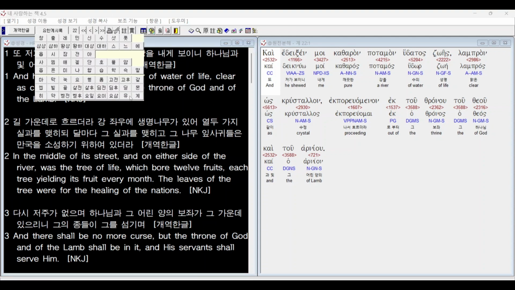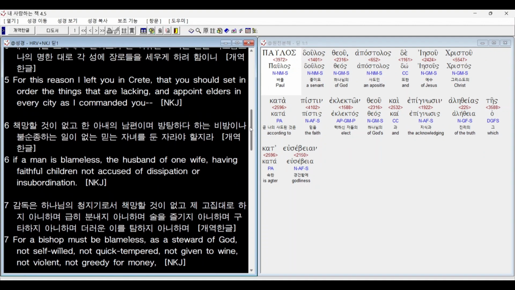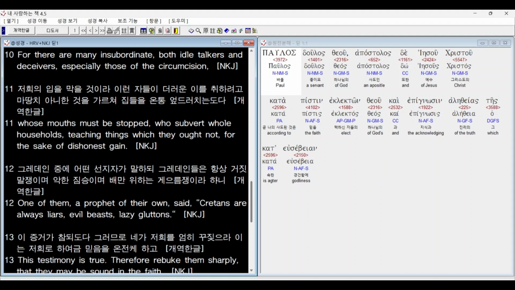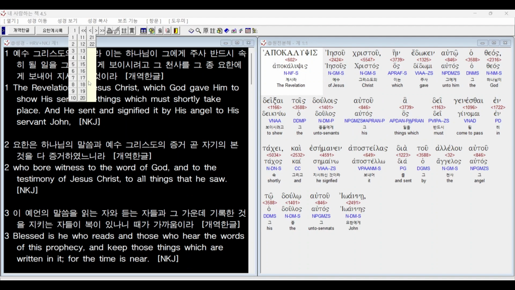So, go back to Titus again. 1:12 and 11, we just went to mouth must be stopped. And go back again to the book of Revelation chapter 16.